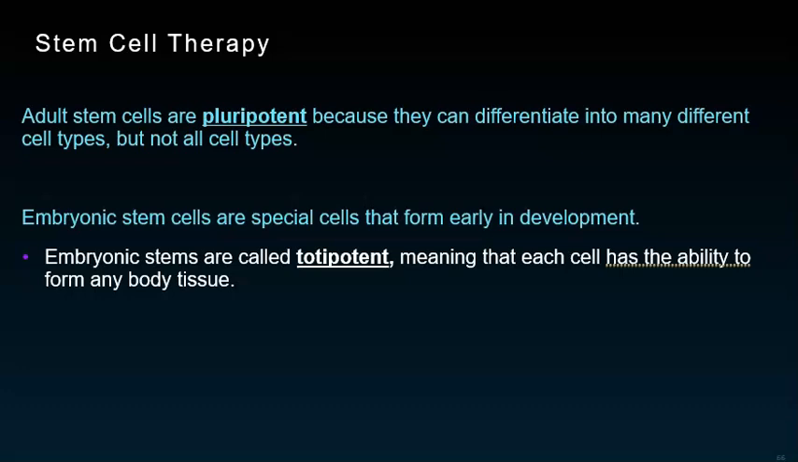In stem cell therapy, we have adult stem cells, which are pluripotent, and that is because they can differentiate into many different cell types, but not every cell type. Embryonic stem cells are the ones that can differentiate into any cell type in the body. That means they are totipotent, which is a great word that just means they have total potential to turn into any kind of cell, totipotent.